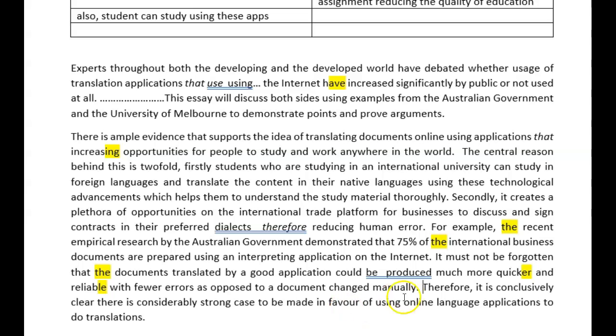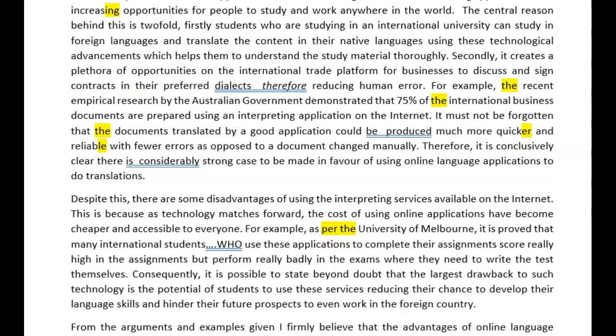Very good. Excellent paragraph. This is very high level, really nice English. It sounds natural and sophisticated, which are two words which are in the examining criteria that we have to look at. Therefore, it's conclusively clear there is a considerably strong case to be made in favour of using online language applications to do translations. Good, excellent, really, really nice paragraph.